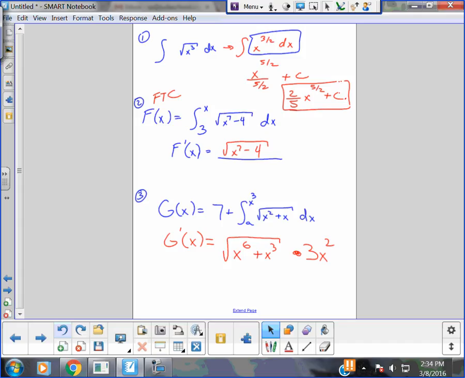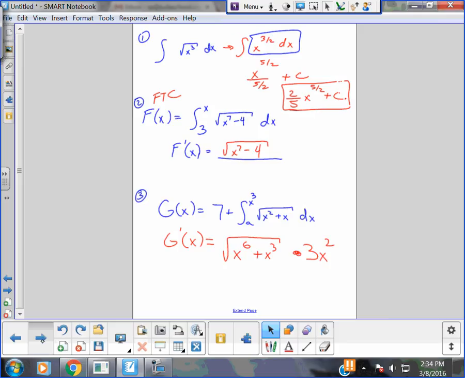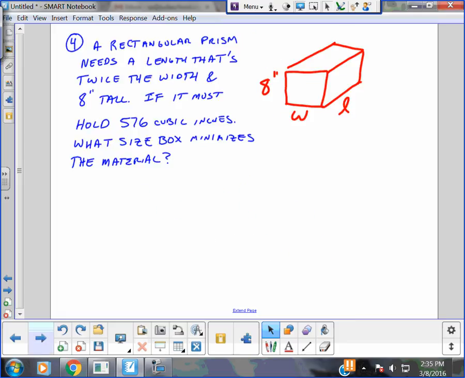All right, the next one up before we shut this video off, because we're already at 3 minutes, is I have an optimization problem. A rectangular prism needs a length that's twice the width and is 8 inches tall. If it must hold 576 cubic inches, what size box minimizes the material required? All right, so you see it doesn't say how fast does it change, and it says it wants to minimize. So the first thing I recommend is we have to do two things. I need a volume equation, and I'm going to need a surface area equation for that box.